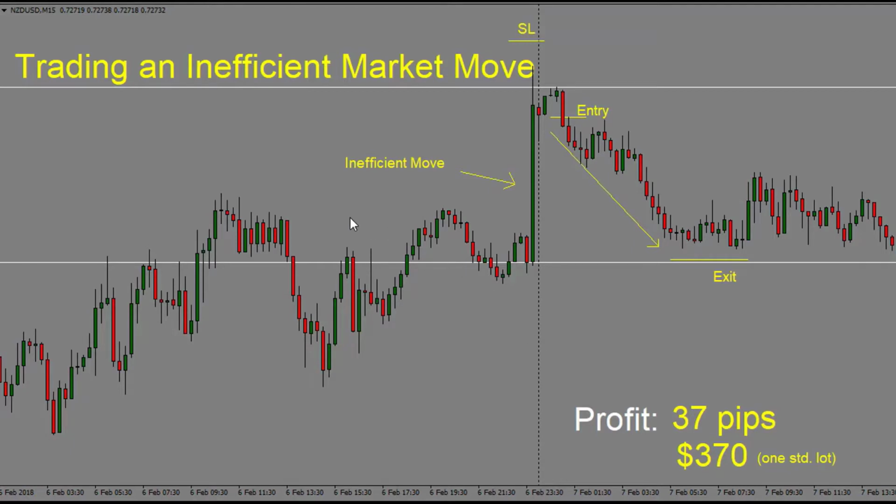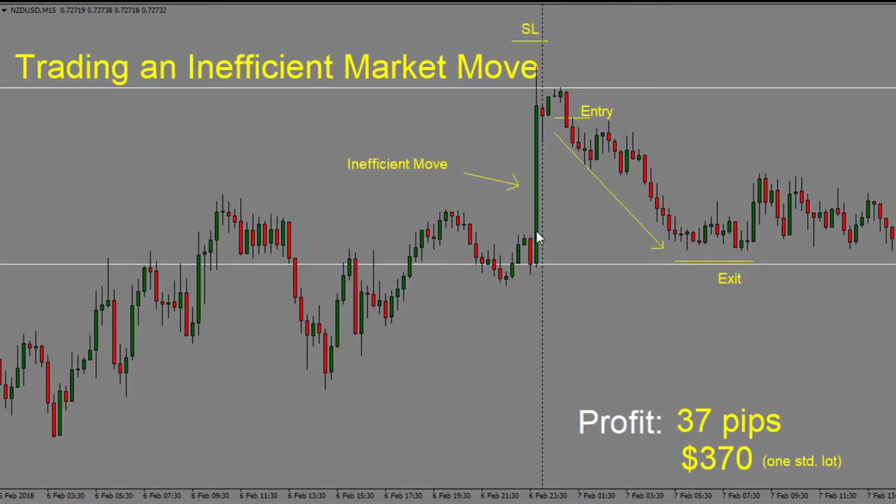We're looking at how to trade an inefficient market move. This is the New Zealand US dollar 15-minute chart. An inefficient market move is when price takes off in one direction very fast. Generally, we see this type of behavior either when there is news that has come out or there may be a comment on the newswire that's driving the market. But essentially, the main thing we are looking for is a fast move in one single direction.